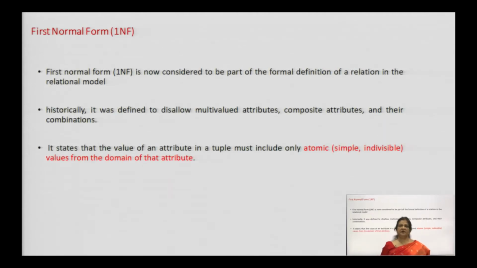So, let us take up the first normal form. Actually, the first normal form, also written as 1NF, is considered to be part of the formal definition of a relation in the relational model. Historically, it was defined to disallow multi-valued attributes, composite attributes, and a combination of multi-valued and composite attributes. The first normal form states that the value of an attribute in a tuple must include only atomic, that is single and indivisible, values from the domain of the attribute.